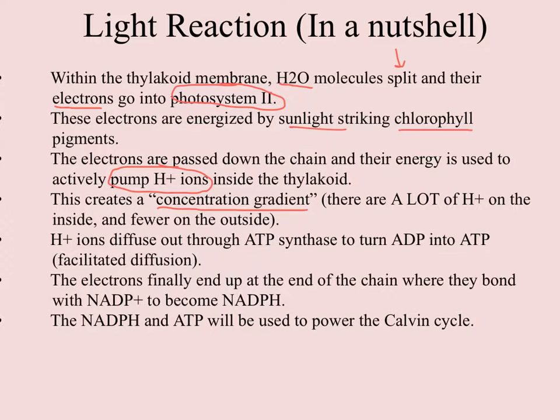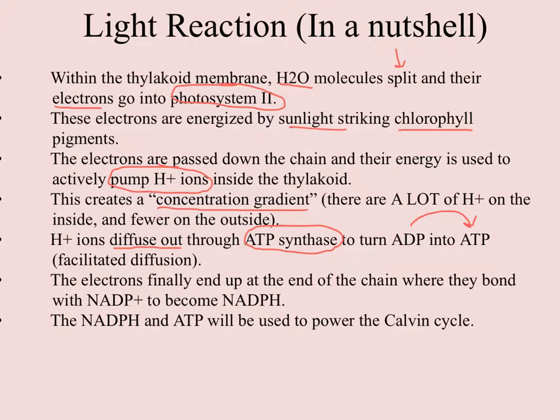Well, with that concentration gradient, with a high concentration of hydrogen ions on the inside, they want to diffuse out. They want to get out from high to low. Well, they go through the protein structure, the enzyme called ATP synthase, which uses the energy of those hydrogen ions moving out to convert ADP, adding another phosphate to it to make ATP. And that's facilitated diffusion, if you remember from the first semester.